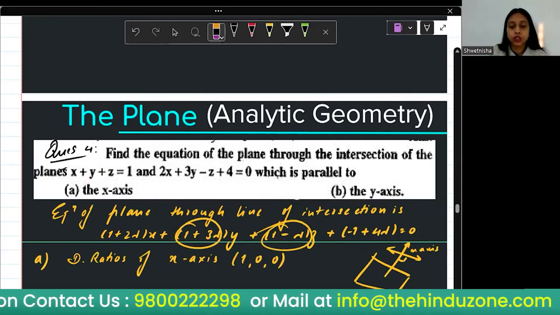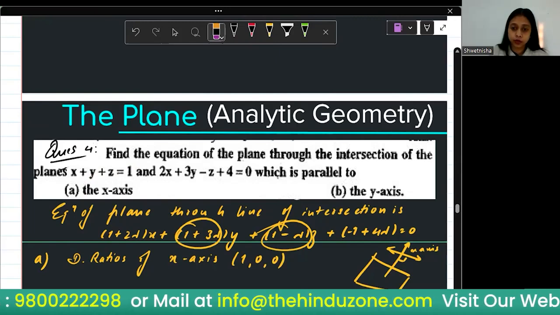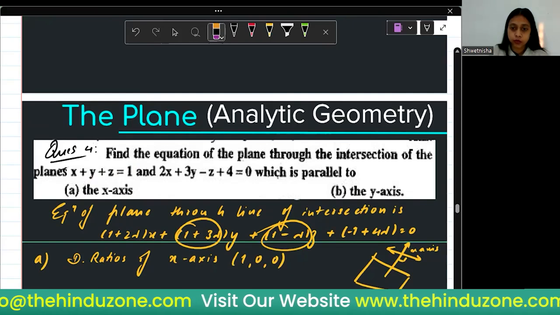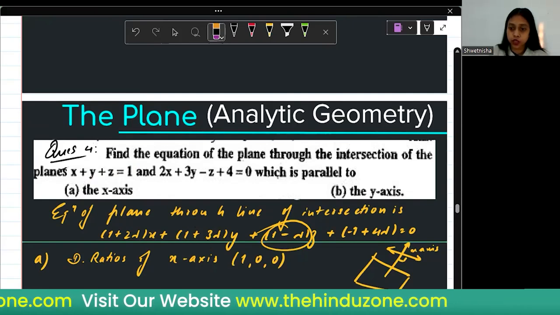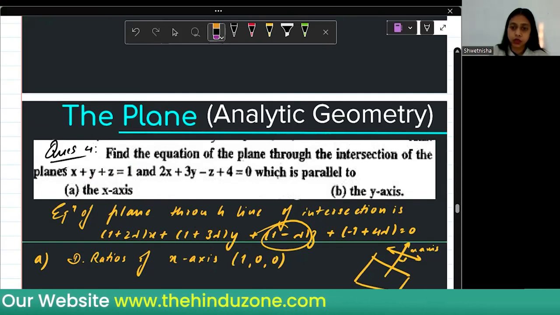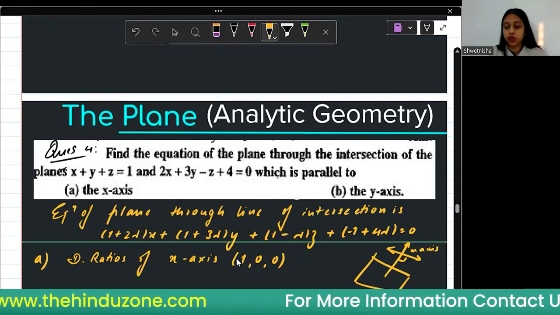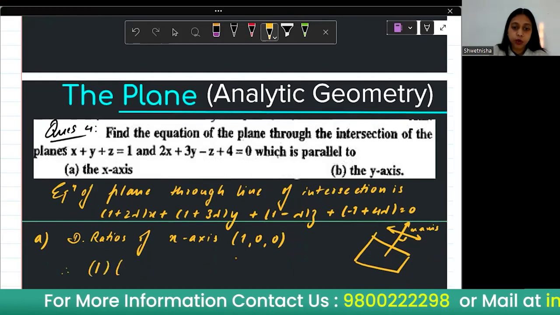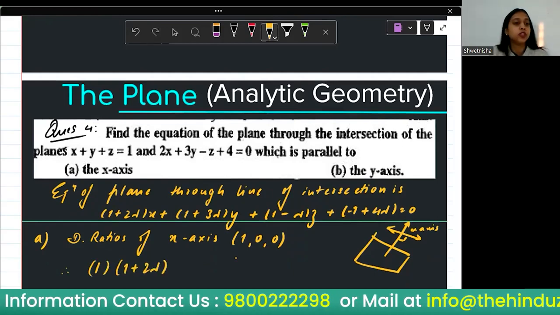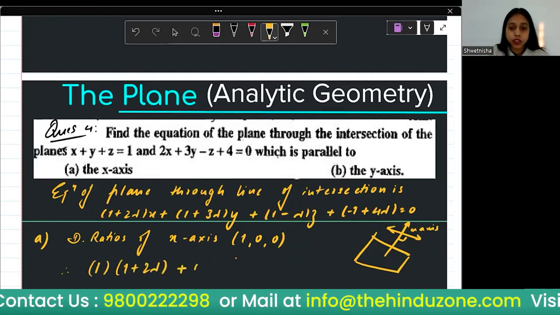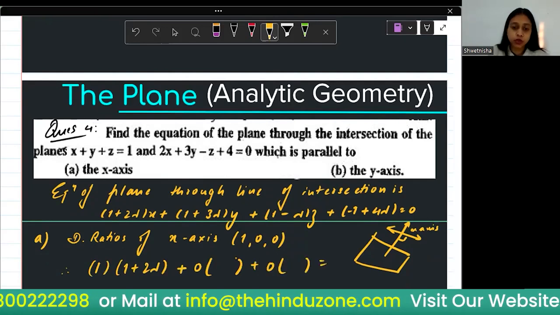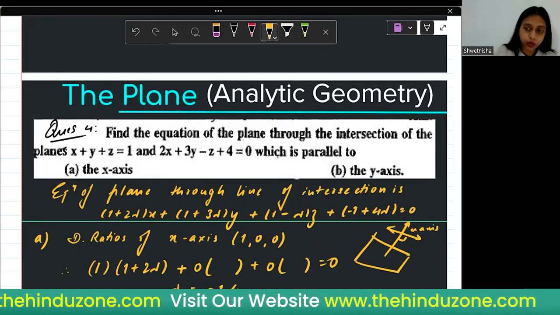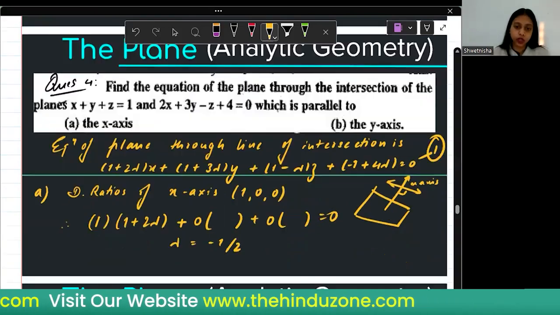So the relation is: 1 times (1 plus 2 lambda) plus 0 times this plus 0 times (1 minus lambda) is equal to 0. So lambda comes to minus half. You substitute this minus half in equation number 1, and you will get your answer.